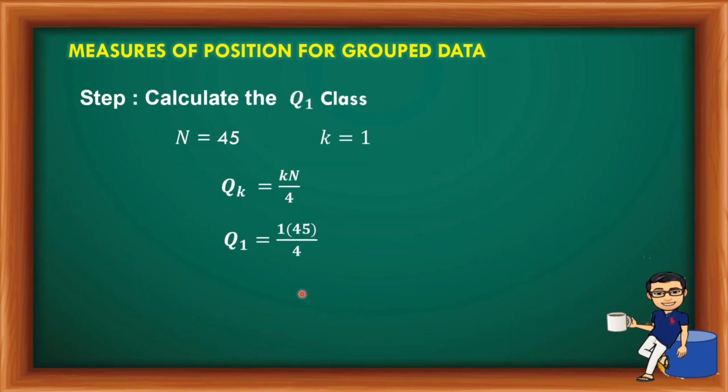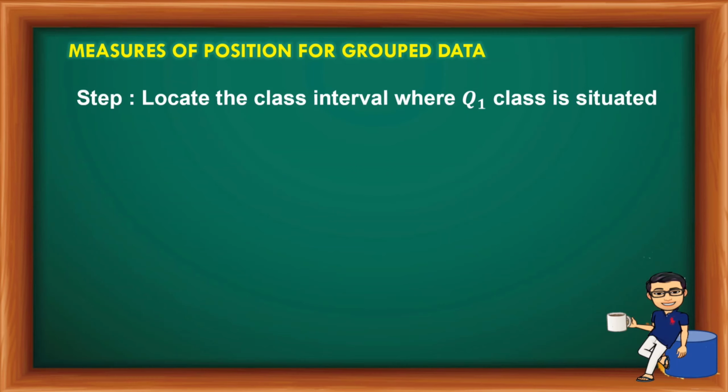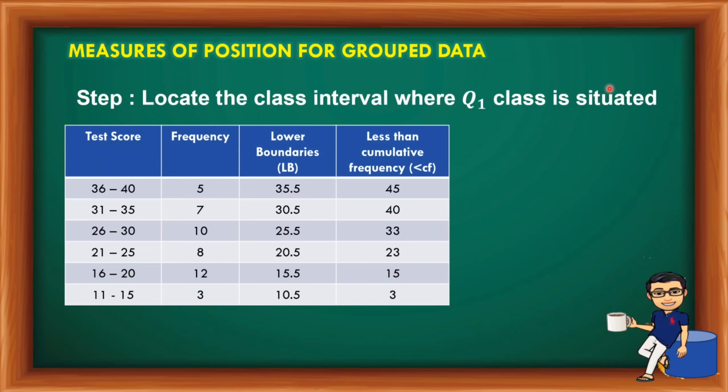So, substituting to the formula, K is 1 times 45 over 4. So, when we multiply 1 times 45, that's 45 over 4. At pag dinivide ito, that's 11 and 25 hundredths. So, that means to say, yan yung ating magiging quartile 1 class. So, remember that, quartile 1 class. Okay, this time, we need to locate the class interval where quartile 1 class is situated. Sabi natin kanina, ang quartile 1 class natin ay 11 and 25 hundredths.